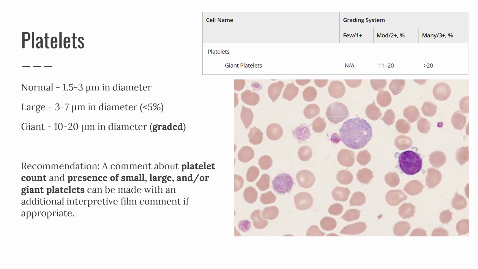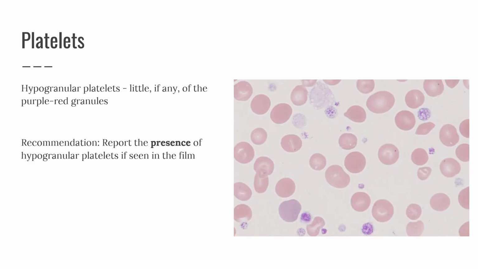So the recommendation is to comment about the platelet count and presence of small, large, and or giant platelets. Additionally, although it was not mentioned in the article itself, they provided a table or a grading system for your giant platelets. So you should also report that. It should also be noted that platelet size increases gradually during storage in EDTA tubes. So in addition to causing vacuolations in your neutrophils, EDTA can also cause increase in platelet size.